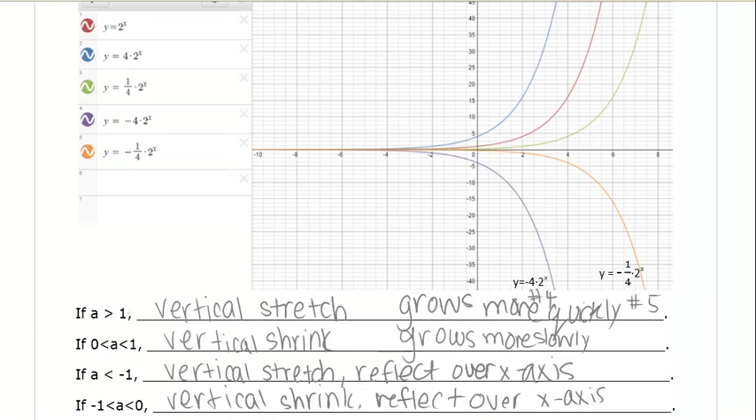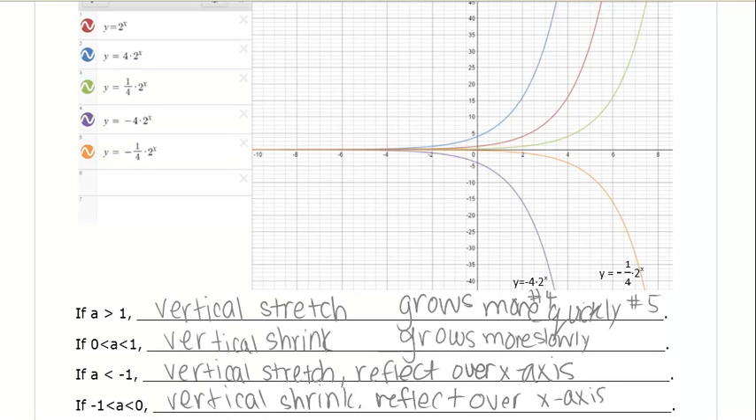So if we have something that's bigger than 1 or less than -1, like a whole number, that's going to stretch it out. It's going to change more quickly. If we have that a that's a fraction, whether it's a positive fraction or a negative fraction, that's going to shrink it. It's going to take longer to start growing. And if we have that negative number out front, whether it's an integer or a fraction, that's going to be something that is reflected over the x-axis.